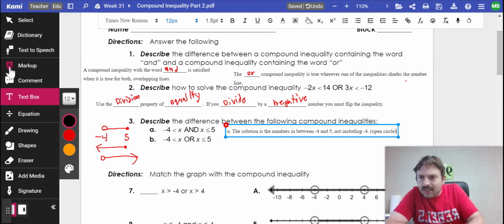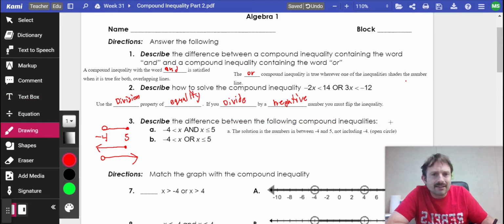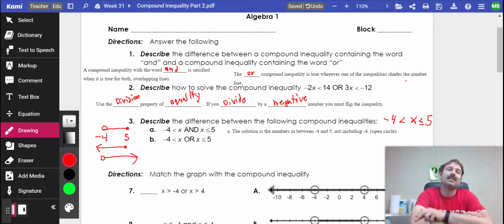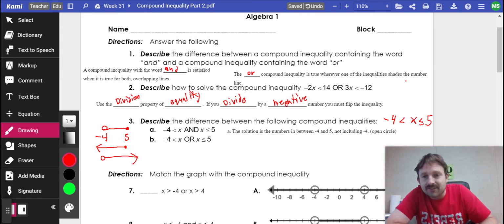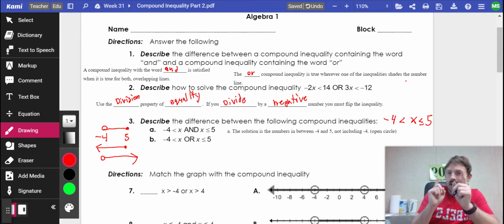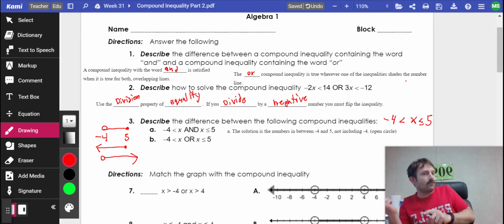All right, so we go over here. We can actually write this in compact form. It would look like this: negative 4 is less than x, which is less than or equal to 5. Now, the other one we can't put into compact form because it is not an "and" compound inequality. So we have to look at it and realize, okay, it starts at 5 and goes forever that way. Now, negative 4 starts there and it goes forever that way.